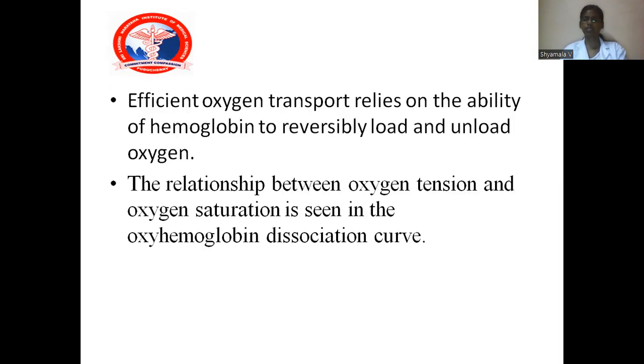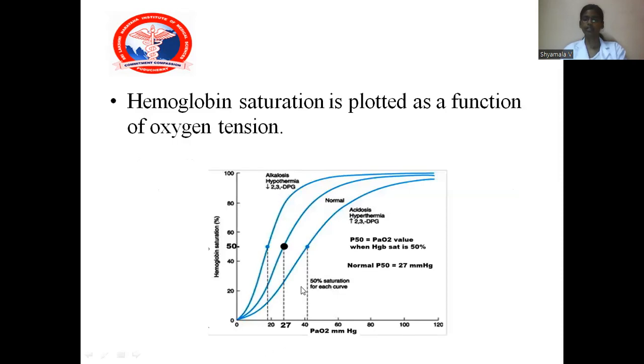So efficient oxygen transport relies upon the ability of hemoglobin to reversibly load and unload oxygen. P50 is the point at which 50% of the hemoglobin is saturated with oxygen, which corresponds to a partial pressure of 26.6 millimeters of mercury. This point is very important because with this we can say whether there is a leftward shift or rightward shift of the curve.